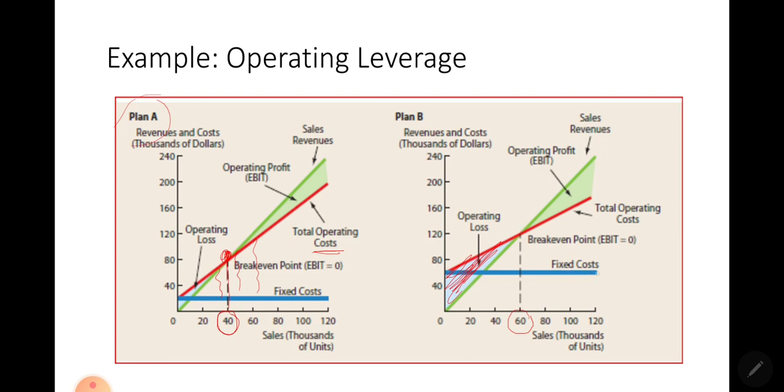Because the fixed costs are more, the break even point takes time over here, whereas because the fixed costs are low over here, the business will break even quickly. So they will break even at 40,000 units, whereas they will have to sell 60,000 units before they break even, before they start to make a profit. So clearly plan B has more risk compared to plan A.